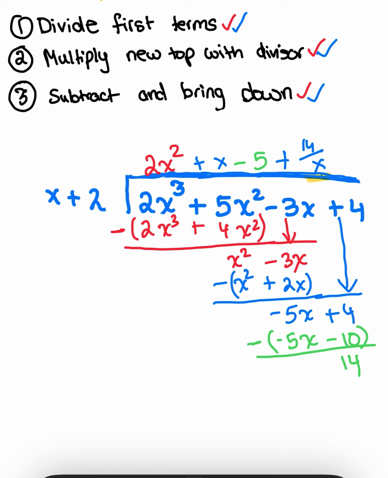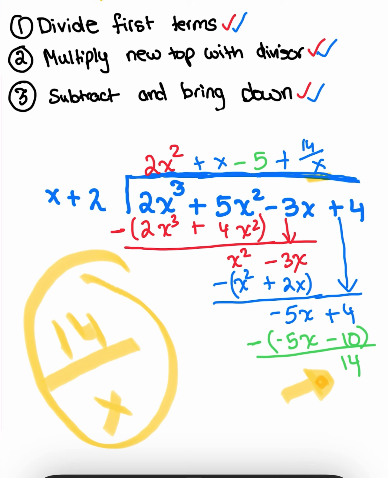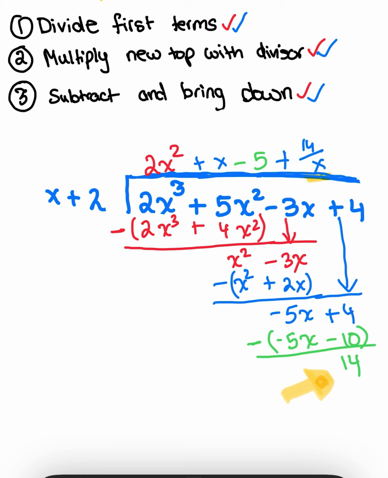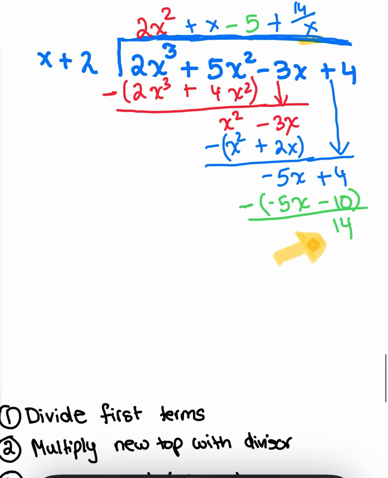So there it is. Once you have reached a constant, you are done. However, still check with that constant the division piece, and if it does not divide nicely, you put it at the top. If it does divide nicely, you continue, okay? I hope that made sense.